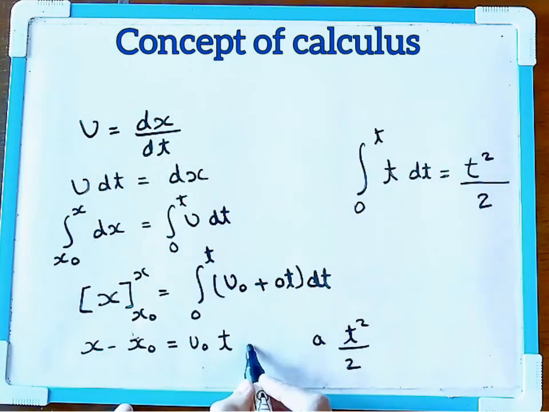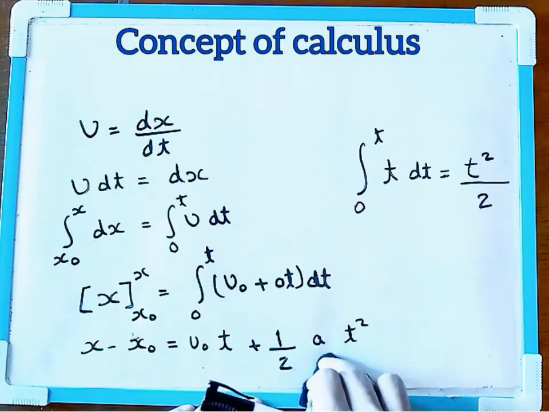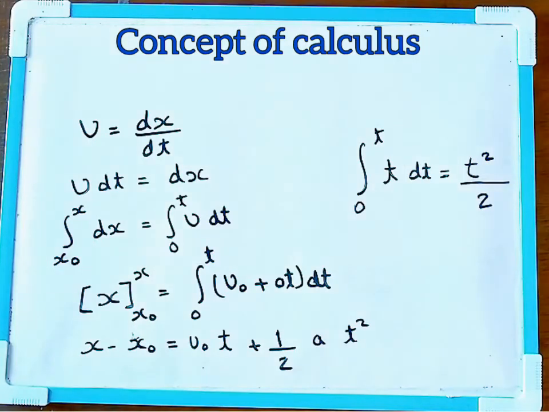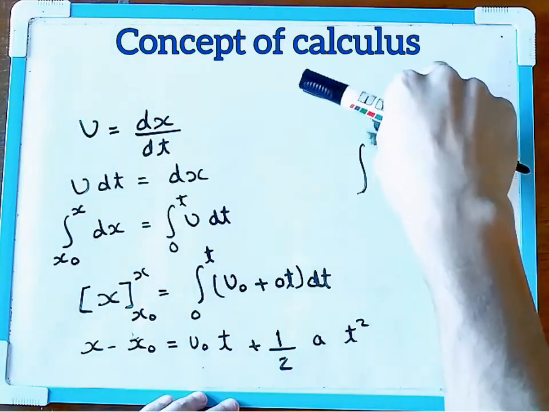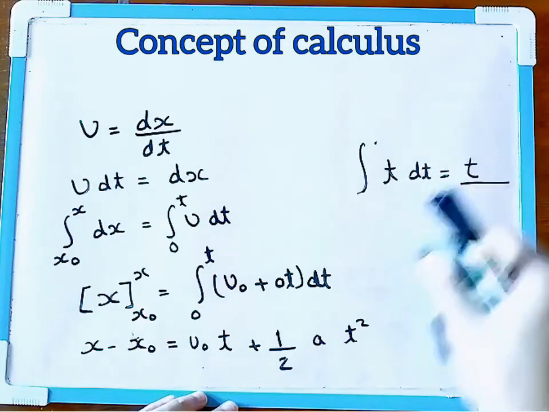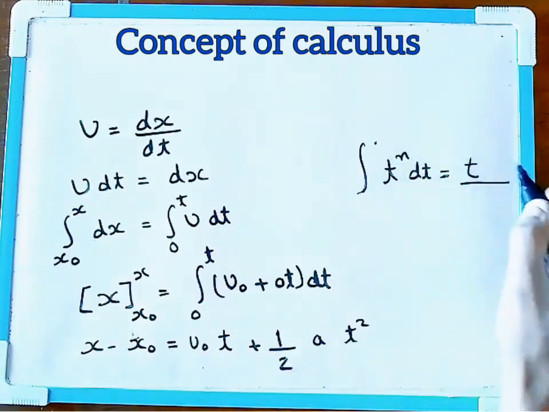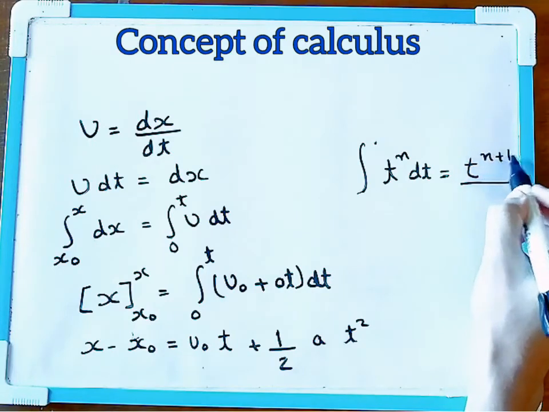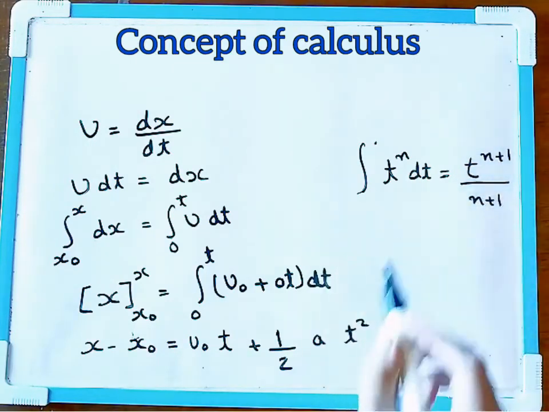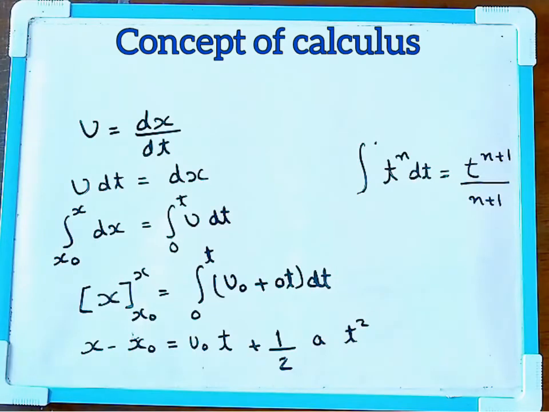And this is the second equation of motion. So we have here plus, and right here, half at square. So this is by using the method of calculus. We have derived the second equation of motion. So you have to remember this formula: integration of t to the power n dt will be t to the power n plus 1 divided by n plus 1. Remember this formula.